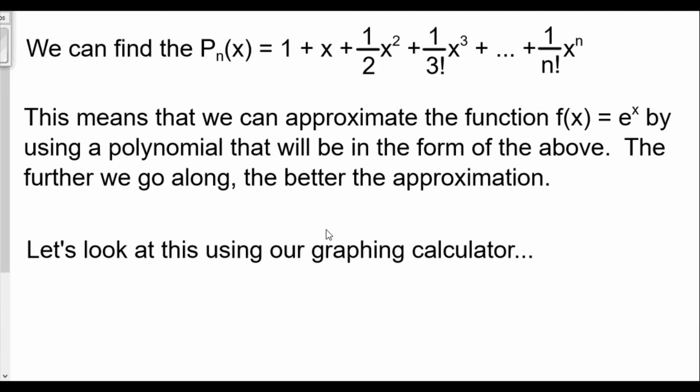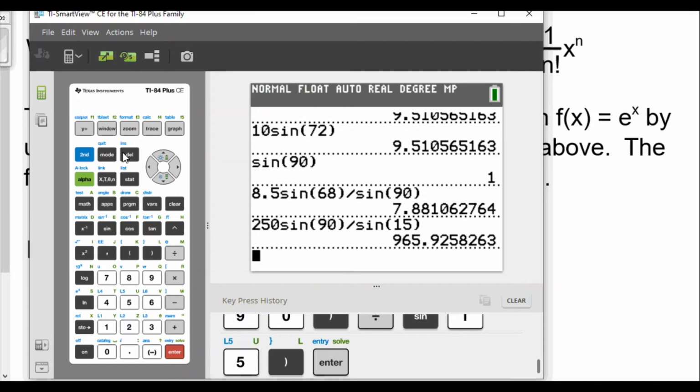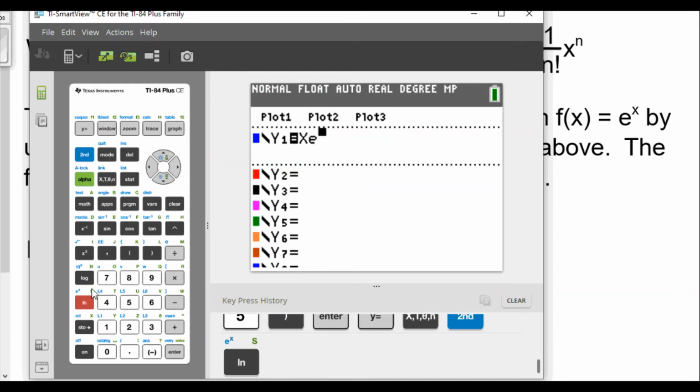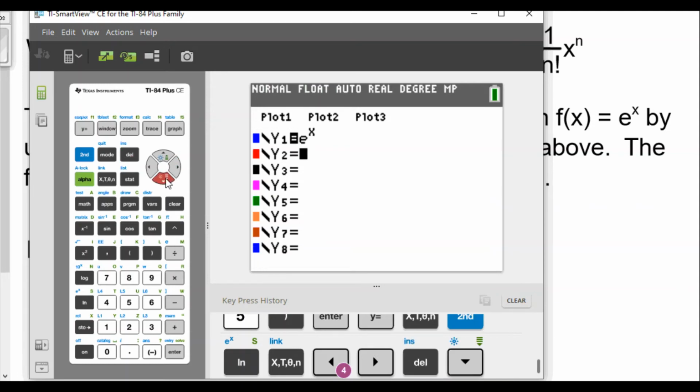So on your graphing calculators, you should type in the following. Under y equals, I cleared everything here. In this case, we're going to enter e to the x, second e to the x, and then x here. Let me delete this part. Then we're going to plug in each one. The next one was 1 plus x, so we have 1 plus x.